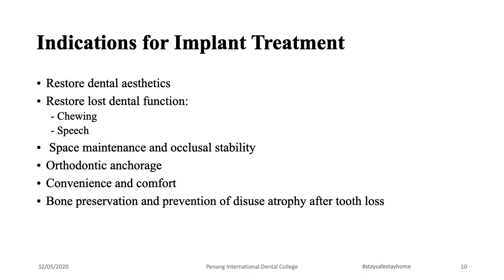Indications: where can you place implants? Where there is a dental aesthetic necessity, where there is a functional necessity like chewing and speech, space maintenance and occlusal stability. Orthodontic anchorage: where movement of anterior teeth is necessary, you place an implant at the posterior, usually in the molar areas, which helps as an anchor. Then for convenience and comfort, and also bone preservation, placement of an implant reduces resorption of bone, helping in maintaining the bone. Hence implant is a better choice of treatment plan when compared to fixed prostheses or dentures.